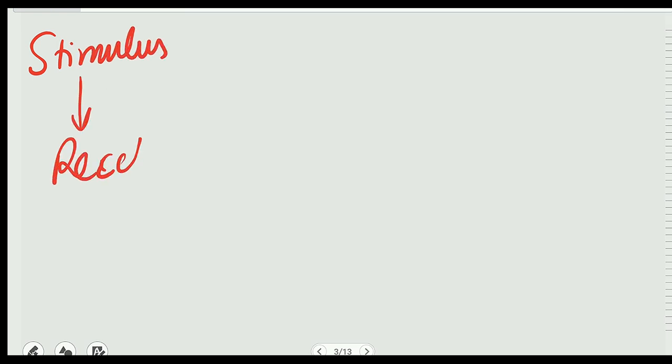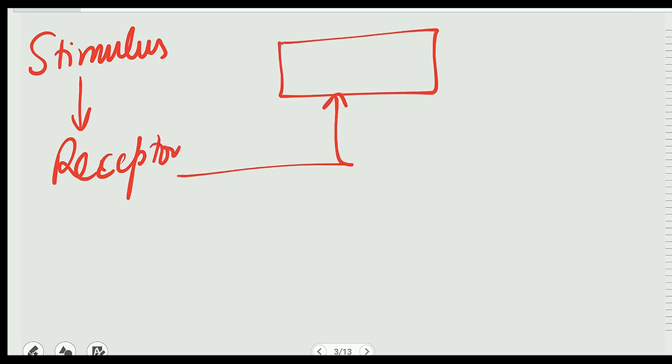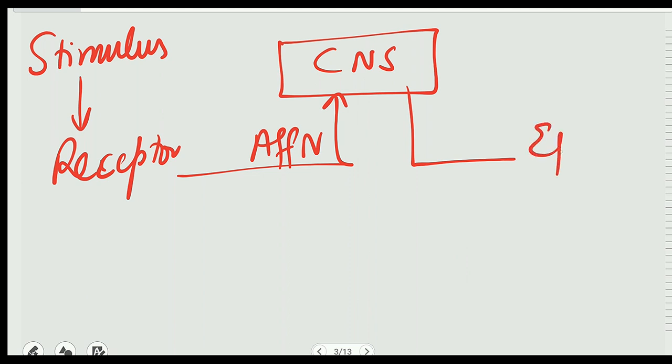Let me elaborate further and quickly. First of all, we have a stimulus that is perceived by the receptor. The receptor will send the information to the central nervous system via the afferent neurons. The CNS will decide about the response and will deliver it to the effector, and the effector will produce a response.